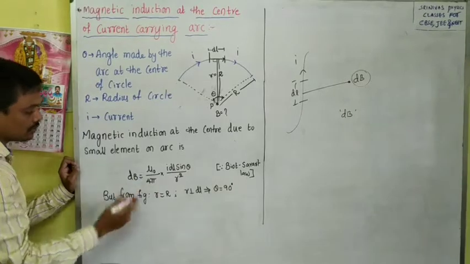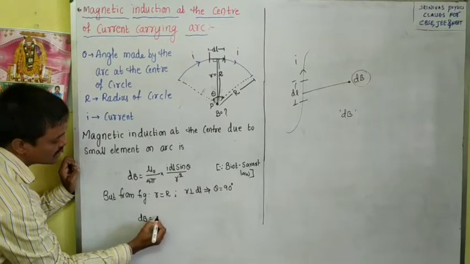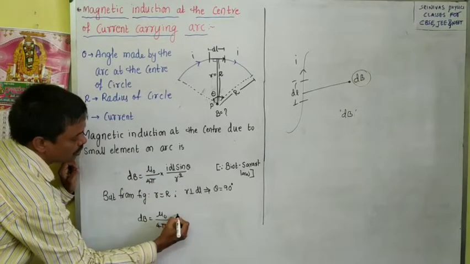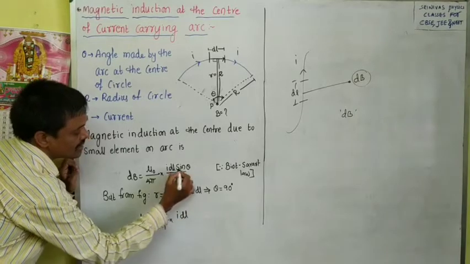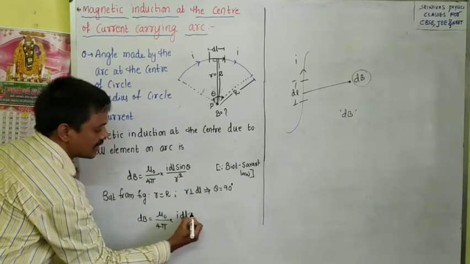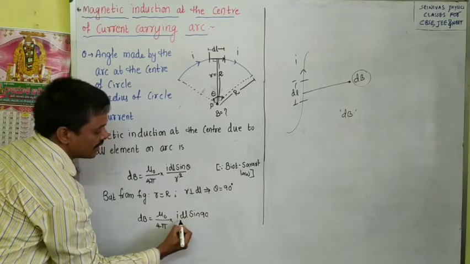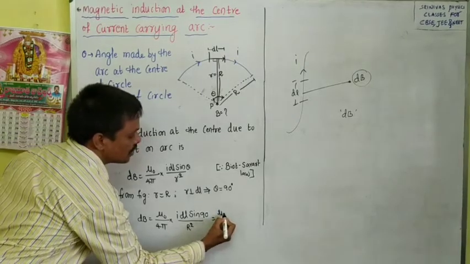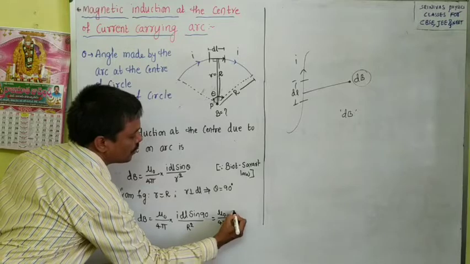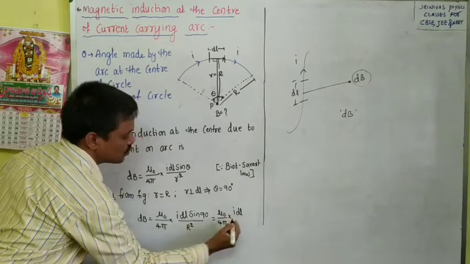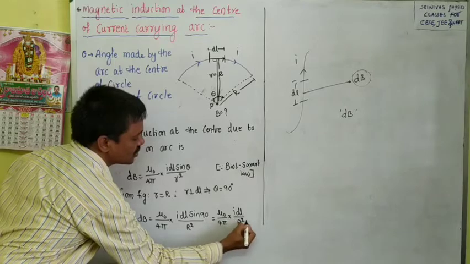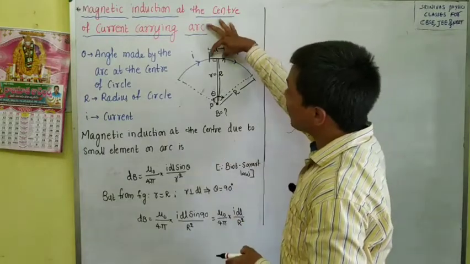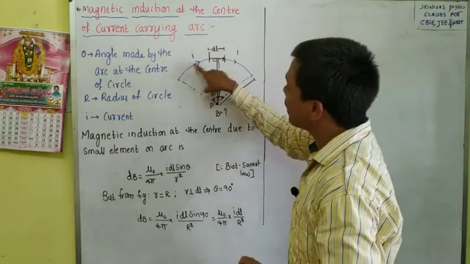We substitute these two in the Biot-Savart law formula. Mu naught by 4 pi into I dl sin theta becomes sin 90, which is 1, by capital R square. So dB equals mu naught by 4 pi into I dl sin 90 by capital R square. This is the magnetic induction due to a small element only, but I want the magnetic induction due to the total arc.